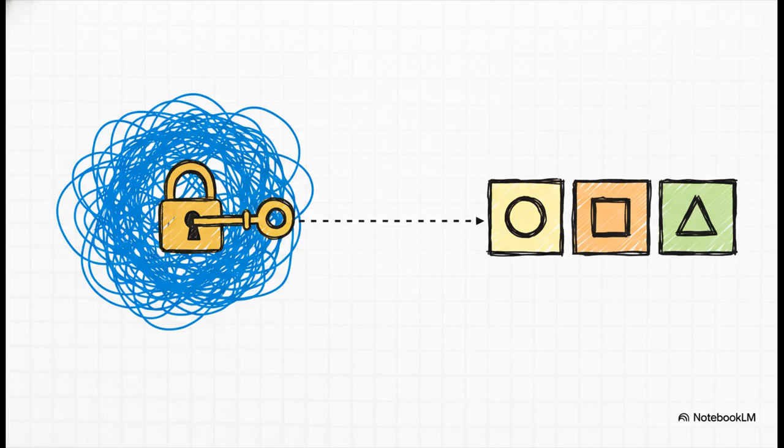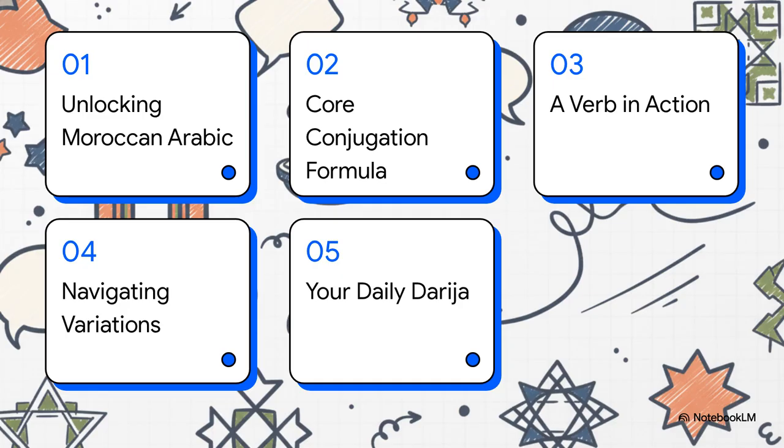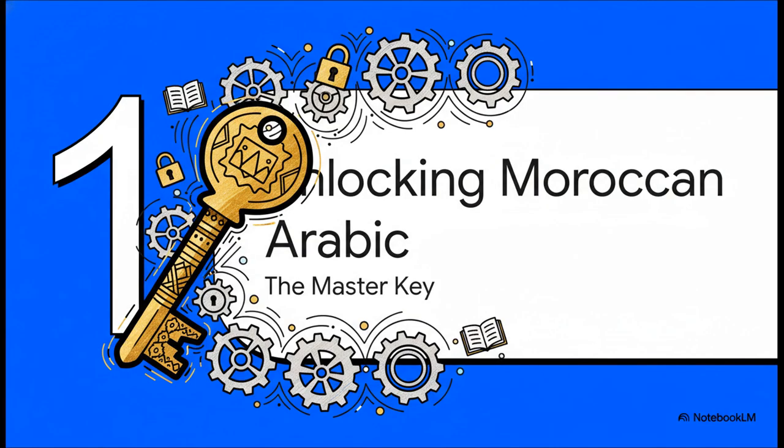It's everywhere. So here's our game plan for today. We'll start by unlocking the code. Then we'll look at the core conjugation formula. After that, we'll see a verb in action, navigate some variations, and finally talk about your daily Darija. All right, let's jump right in.